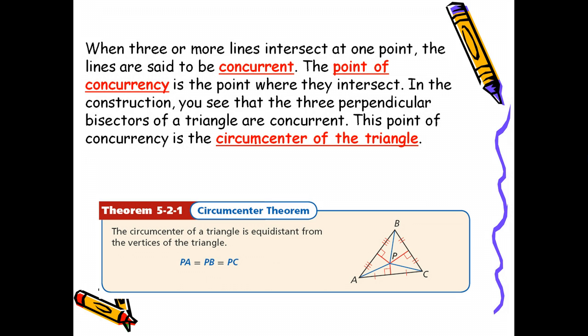This gives us the circumcenter theorem, which states the circumcenter of a triangle is equidistant from the vertices of the triangle. Or in this case, PA equals PB, which also equals PC. Let's take a look at this triangle. The red line segments are the perpendicular bisectors. They are perpendicular to the sides of the triangle, and they bisect each side.